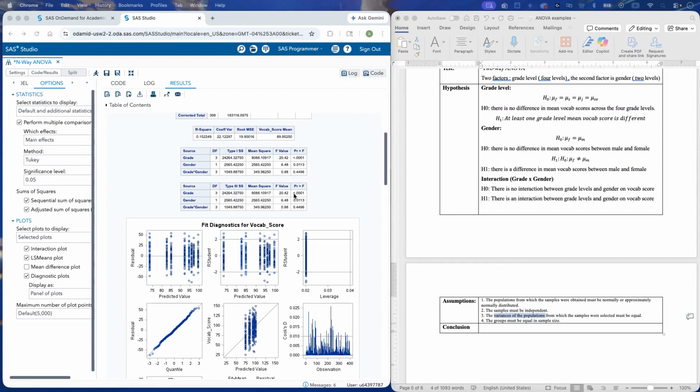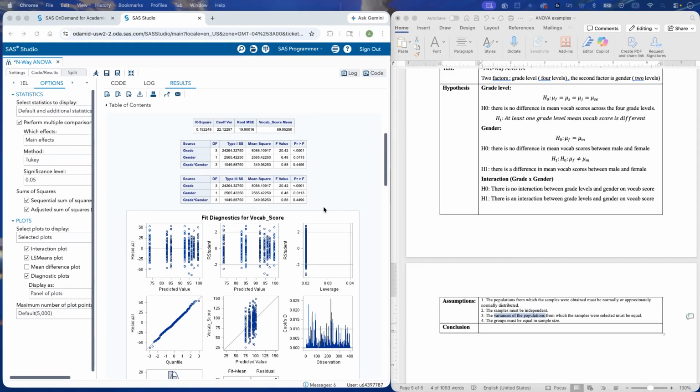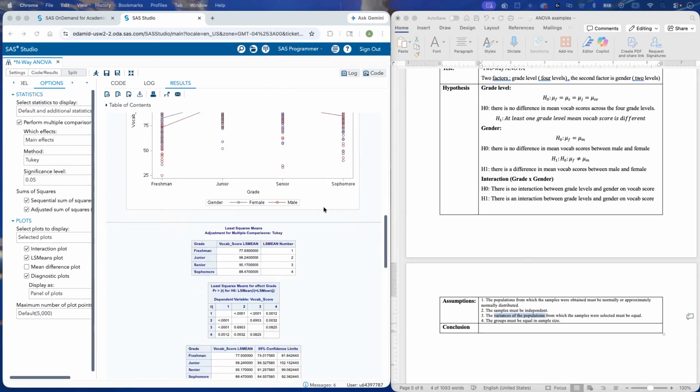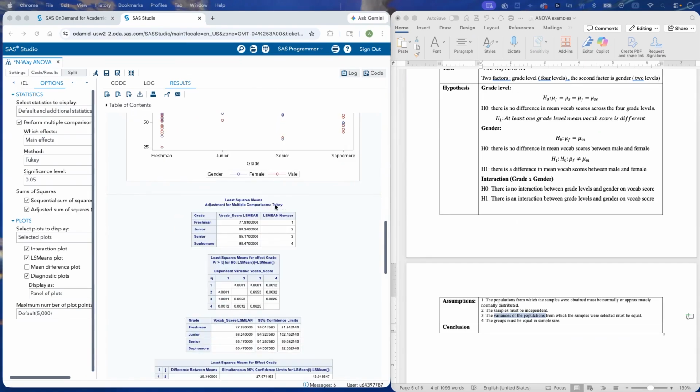We reject the null hypothesis. At least one of the grade level mean vocab scores is different. Which one is different? We look at Tukey. Where is Tukey? The grade level. This is Tukey for the grade level: freshman, junior, senior, sophomores.